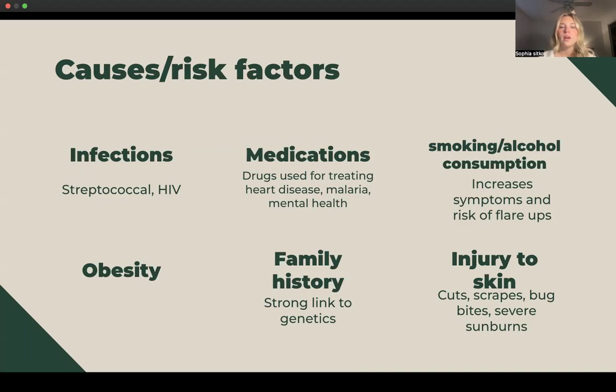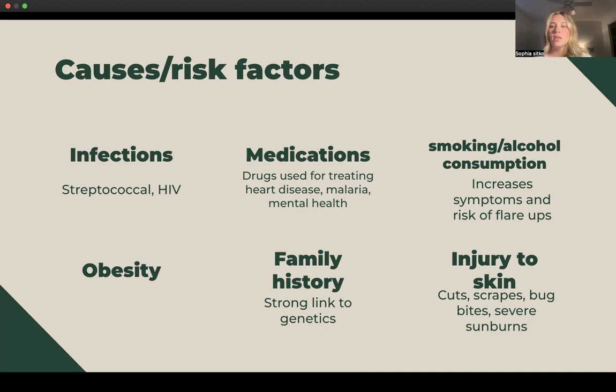So causes and risk factors of psoriasis. Streptococcal and HIV infections are thought to be a risk factor or cause of the condition. Also, drugs used for treating heart disease, malaria, and mental health are thought to be a trigger for psoriasis. Smoking and alcohol consumption are not going to trigger psoriasis, but they can increase symptoms and risk of flare-ups.